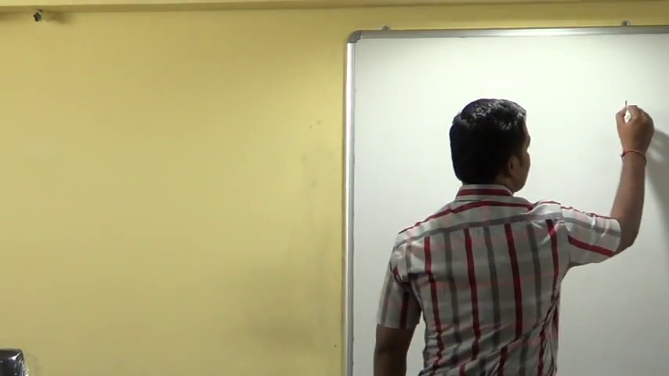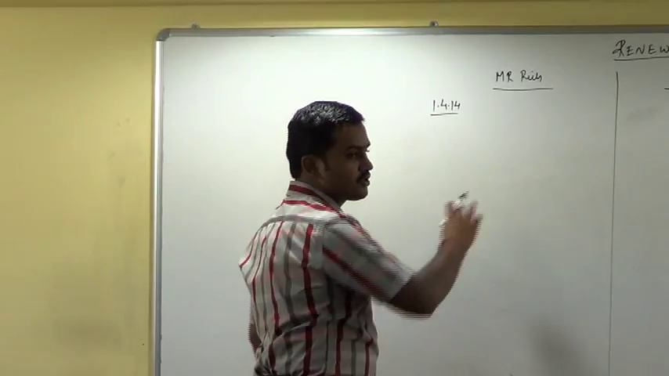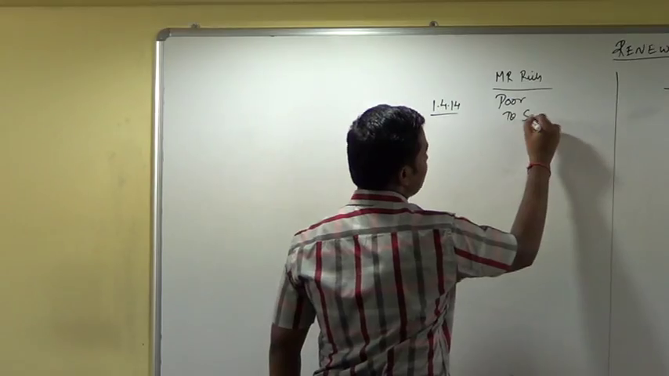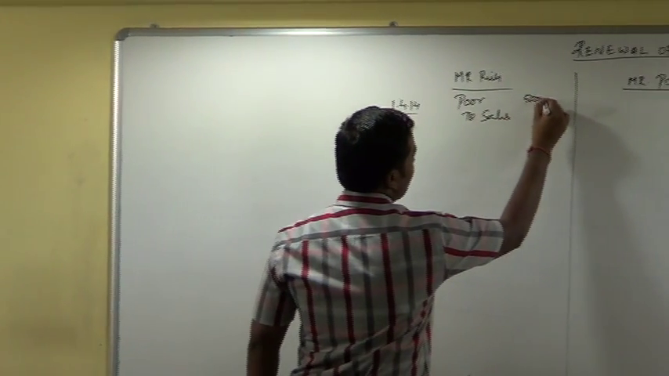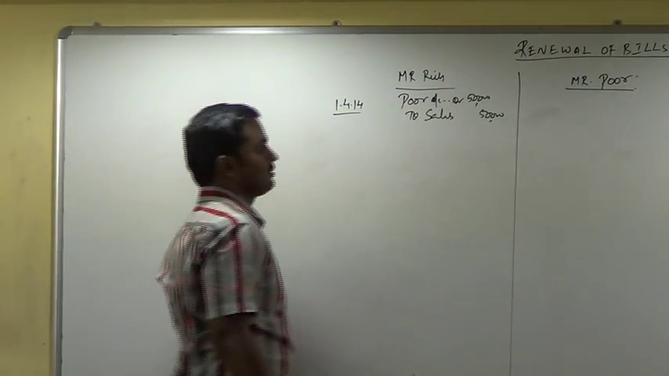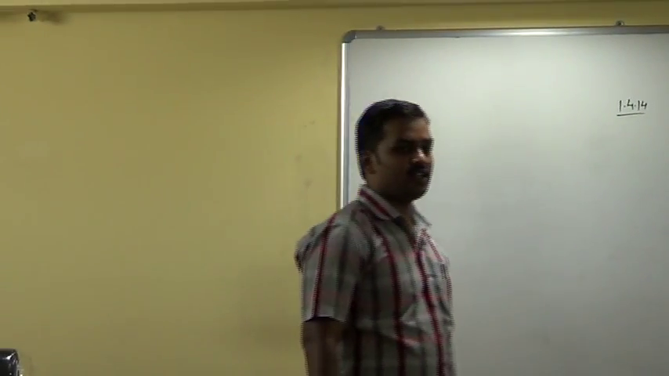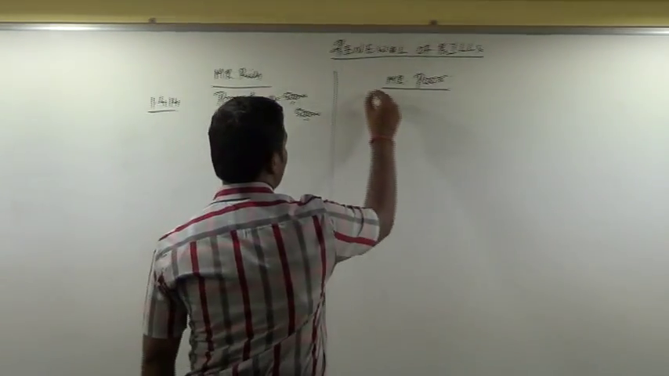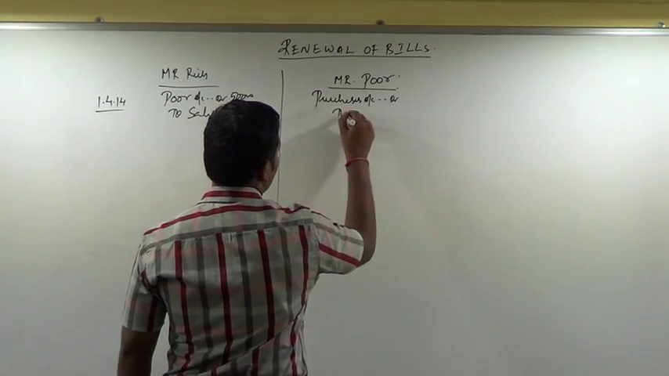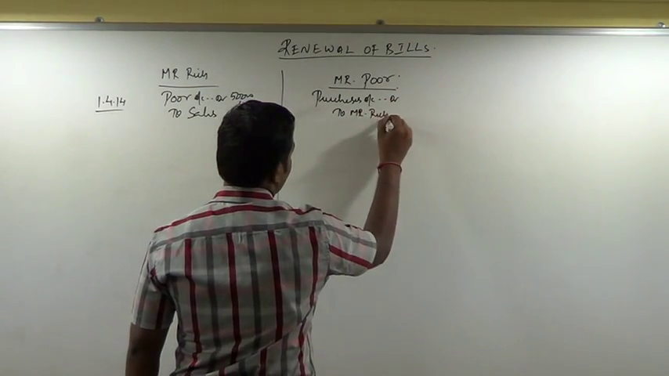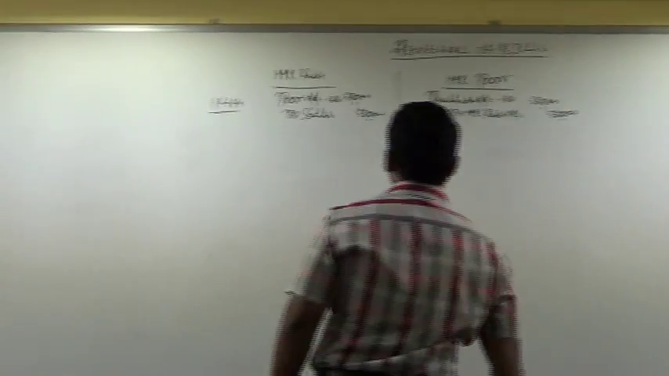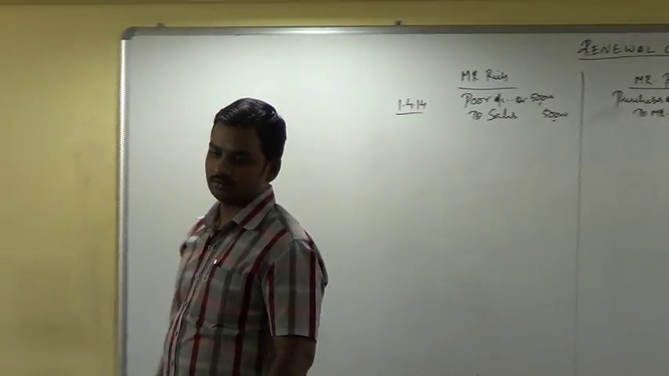Let us start. 1st April 14. Tell me what happened first. Rich sold goods on credit to Poor. What is the entry in the books of Mr. Rich? Poor account debtor to sales account. What is the entry in the books of Mr. Poor? Purchase account debtor to Mr. Rich account.